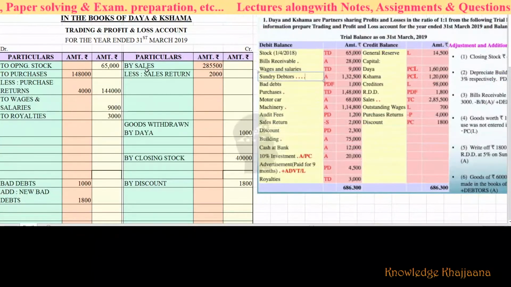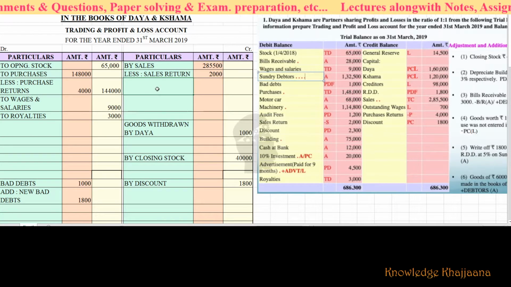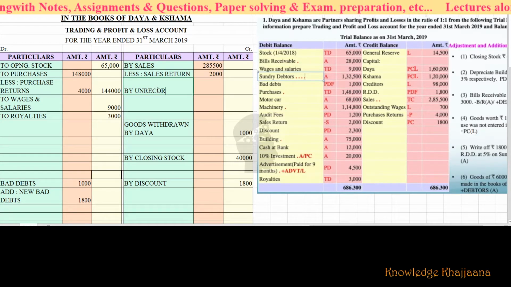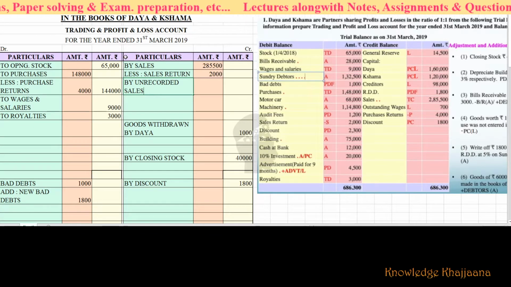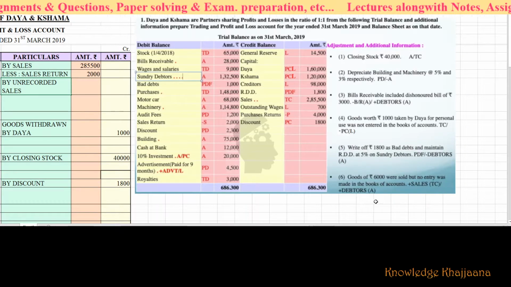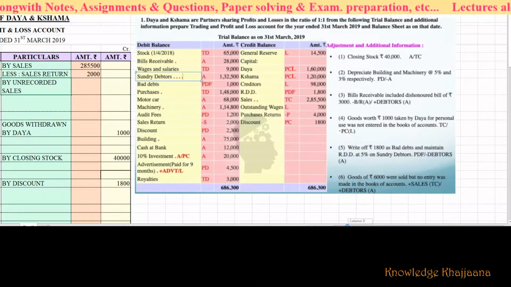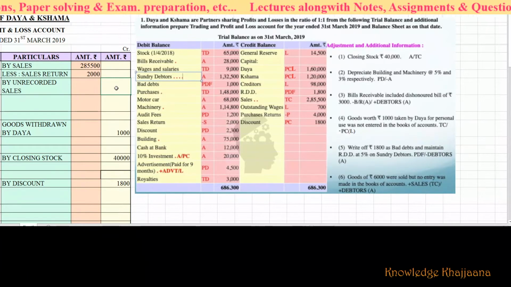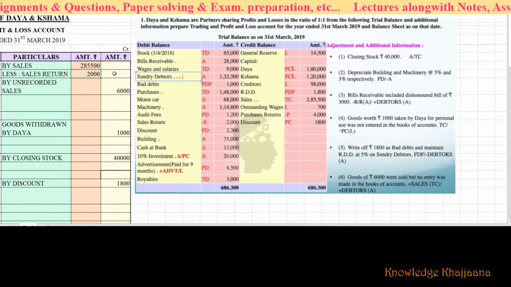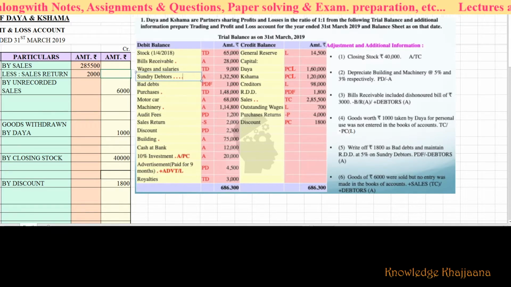Okay, trading account credit side by unrecorded sales. How much of unrecorded sales are there? Goods of rupees 6,000 were sold, but no entry was made in the books of account. So unrecorded sales were rupees 6,000. And what is the total amount of sales?